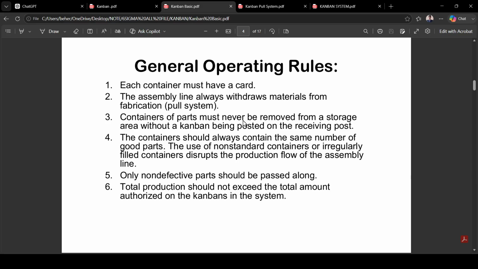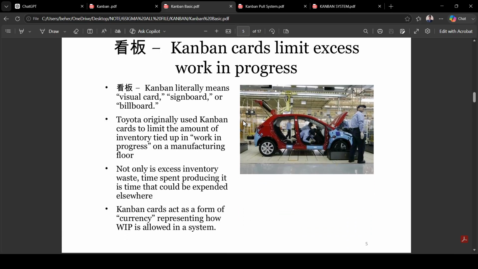The container should always contain the same number of good parts, because the use of non-standard containers or irregularly filled containers disturbs the production flow of the assembly line. Only non-defective parts should be passed along, and the total production should not exceed the total amount authorized on the Kanbans in the system. Kanban cards limit excess work in progress. Kanban literally means visual card, signal, signboard or billboard.